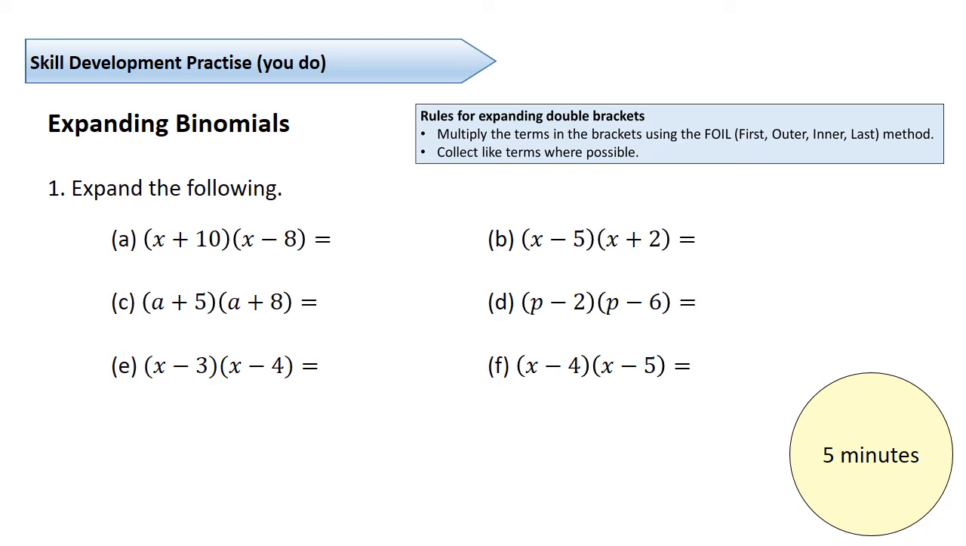And welcome back. Let's see how you went. Same thing, guys. I'm just going to run through these answers. I'll put in my FOIL lines and just see how we go. X squared minus 8x plus 10x. I should have plus 2x. 10 times minus 8 is negative 80. Righto, here we go. X squared minus 3x minus 10. Cool.